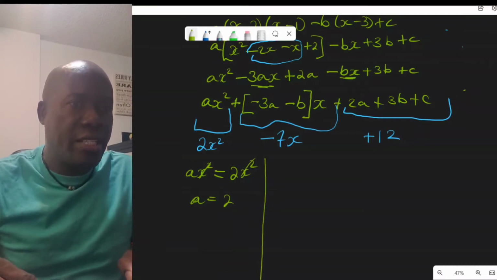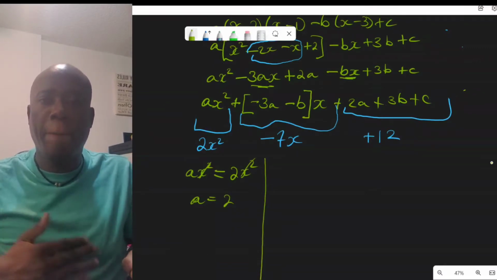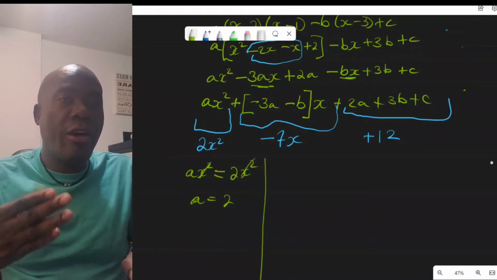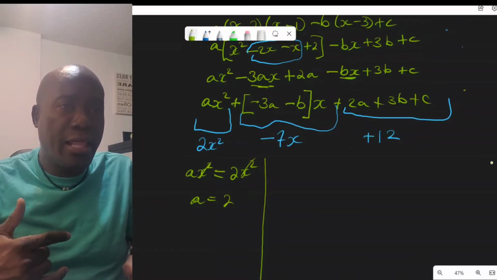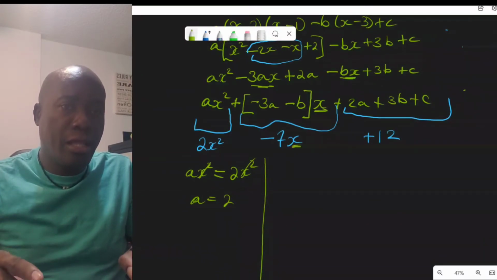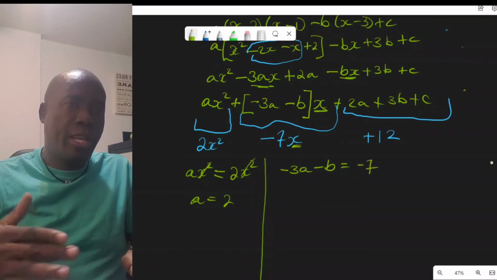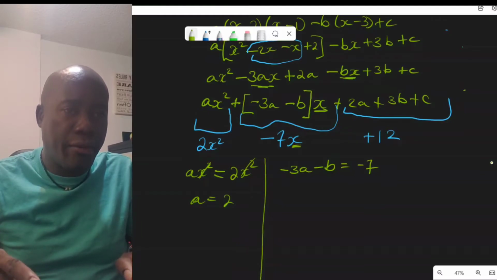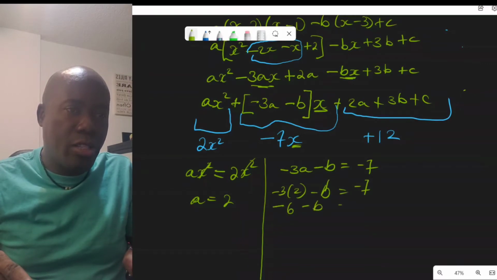Now, the intention is to find b right now. So let's go for b. B is the coefficient of the x, so we're not going to be plugging in the x squared in the mix. We're just going to equate this. So we're going to say negative 3a minus b is equal to negative 7. All right? So we're equating the coefficients now. Remember that we have a value for a. So let us go further. Negative 3 times 2 minus b is equal to negative 7. Lastly, negative 6 minus b is equal to negative 7.